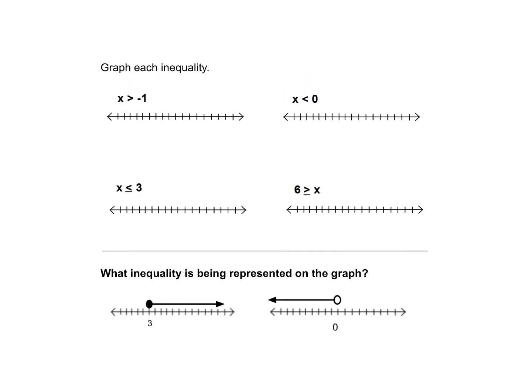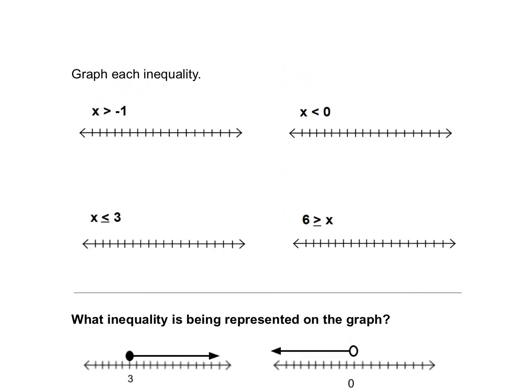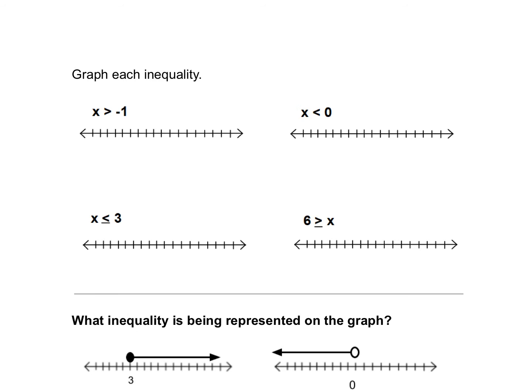Let's try a couple more, okay? Graph the inequality. X is greater than -1. So again, our number line is here. It is not marked at all with numbers, so we can pick anywhere that we want. It does not matter. We just need to label where we are. So we're going to start at -1, and we want X to show all the values greater than -1.